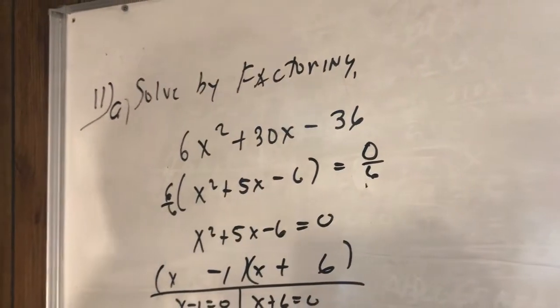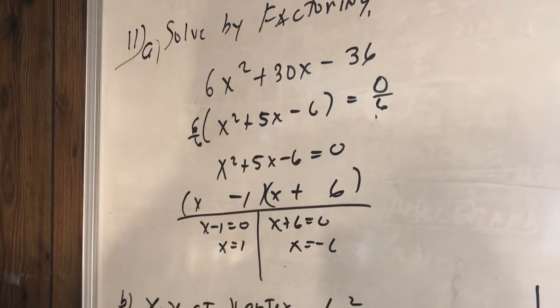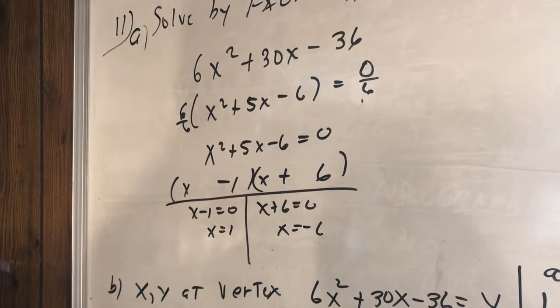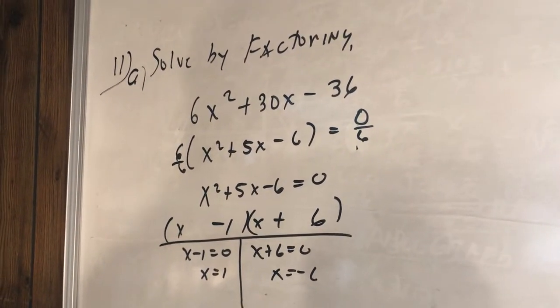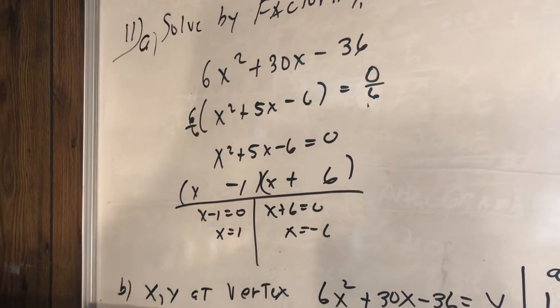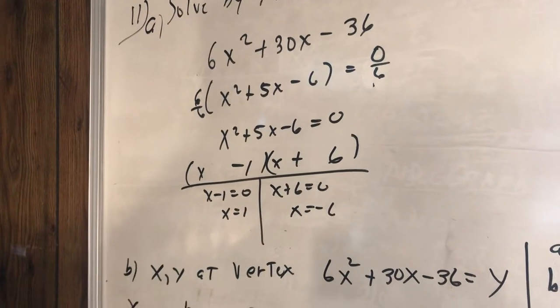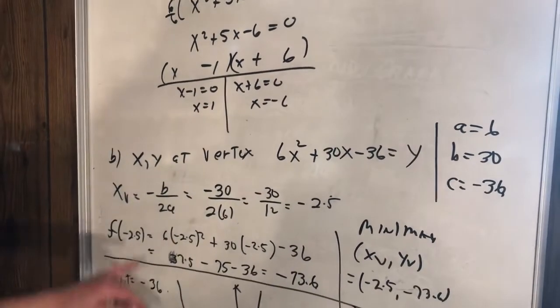You have x squared plus 5x minus 6 equals 0. Reverse FOIL that: (x minus 1)(x plus 6). So x minus 1 is 0, x equals 1, and x equals minus 6. Those are your roots, your x-intercepts. Now the x and y at the vertex. A is 6, B is 30, C is minus 36.